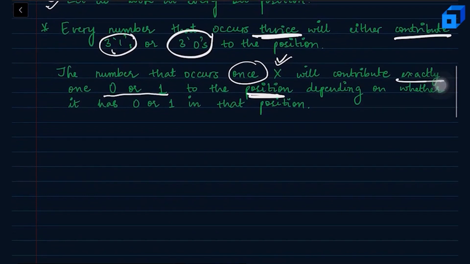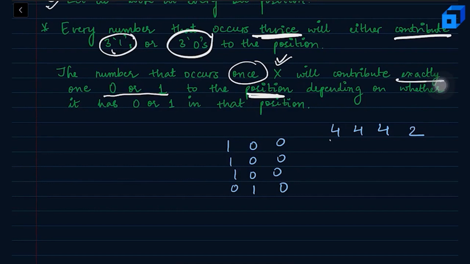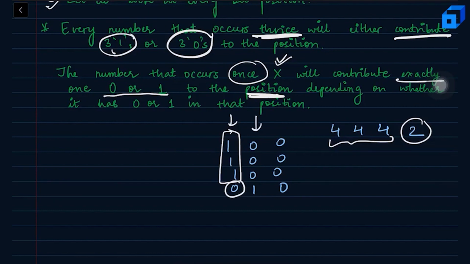So let's take an example to understand this. Let's say the array elements are 4, 4, 4 and 2, right? So if I write the bit values of these numbers, I will get this, right? Here you will see that since 4 is occurring thrice, it is contributing 3 ones at this particular bit position, and since 2 is occurring once, it is only contributing one 0 to this position. Similarly, for this next bit position as well, 3 zeros are being contributed, whereas only one 1 is being contributed.